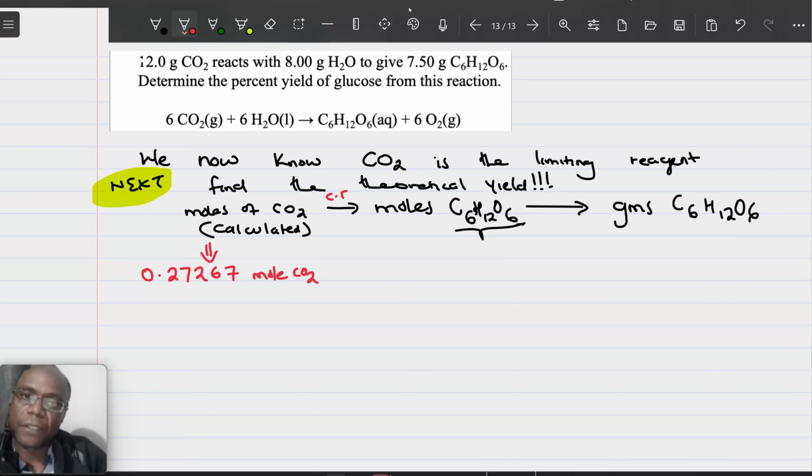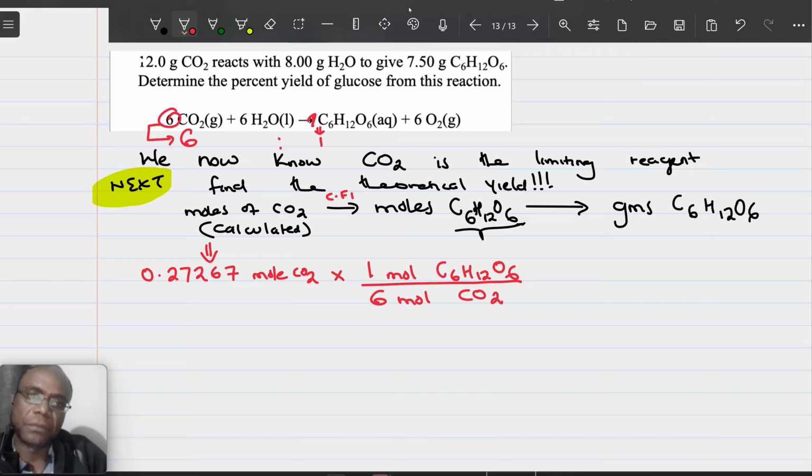We need our first conversion factor to go to moles of the product. You will look here: for every 6 moles of CO2, we are making 1 mole of glucose. So it's 6 to 1 or 1 to 6. For every 1 mole of product, which is where we are going, C6H12O6, we must react 6 moles of CO2. That is our first conversion factor right there. To this point, it will help us cancel the moles of CO2, and the answer will be X moles of C6H12O6, the glucose.